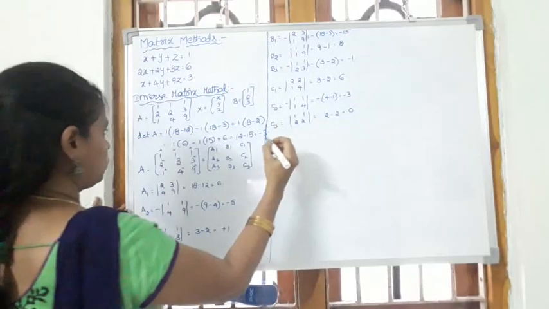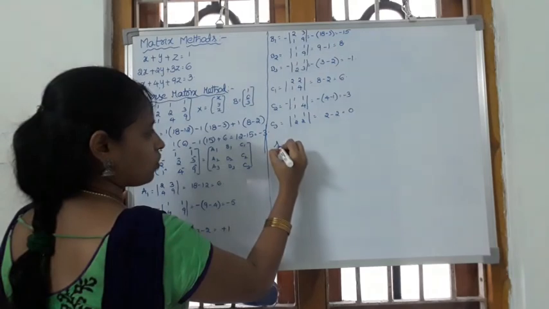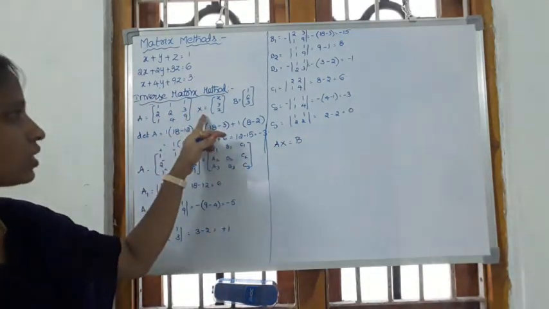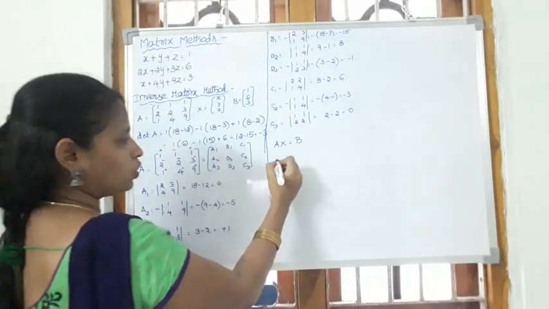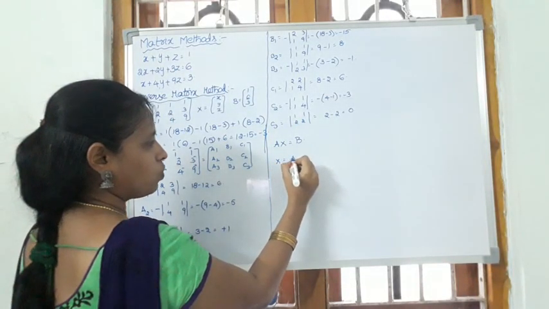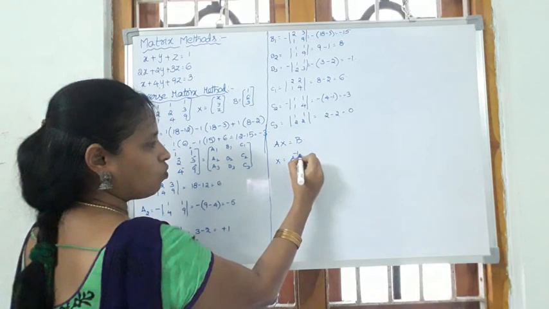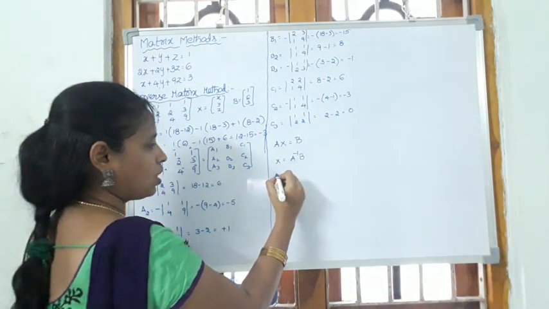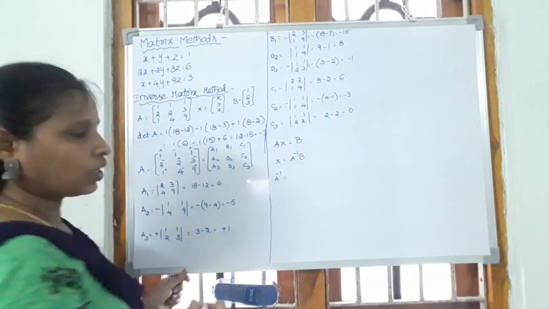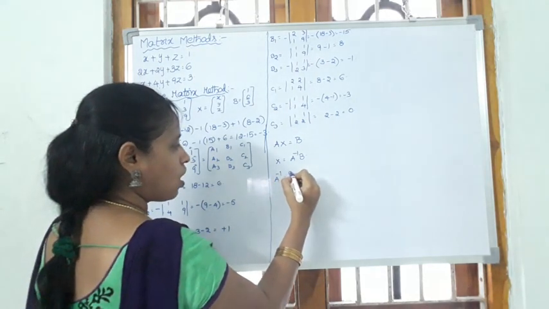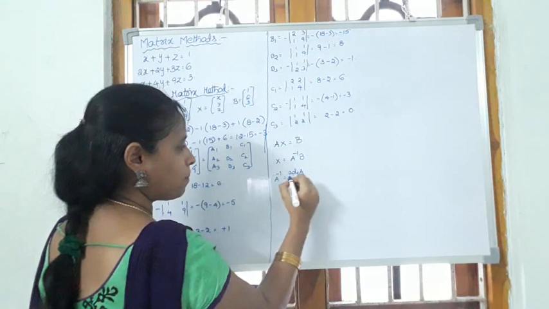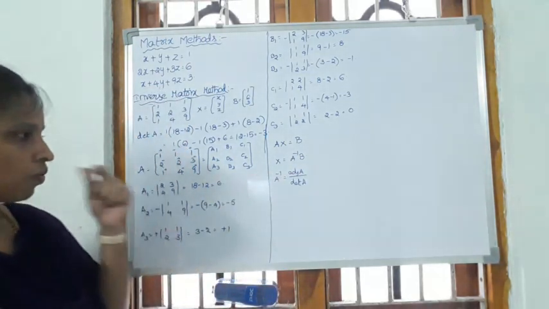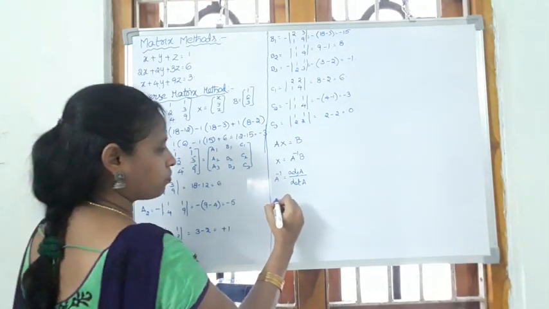Now, AX is equals to B. We want to find out X is equals to, A comes to this side, A inverse B. We want to find out A inverse here. A inverse is equals to, A inverse formula is adjoint A by determinant of A. Now find out the adjoint A.